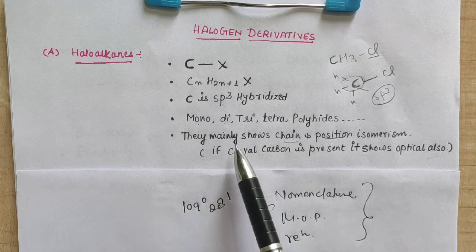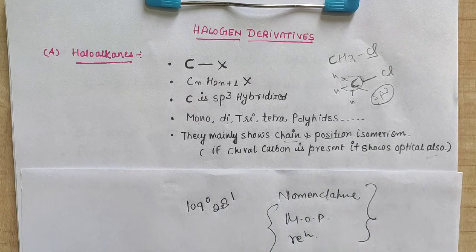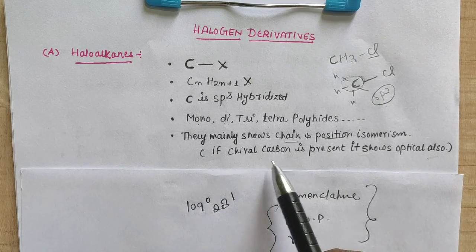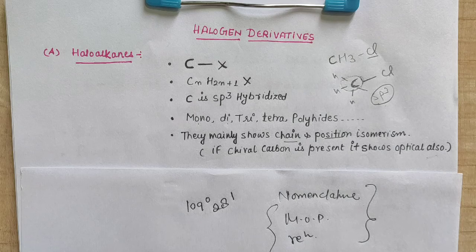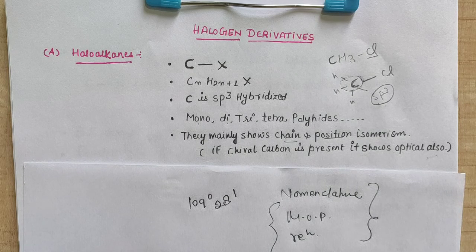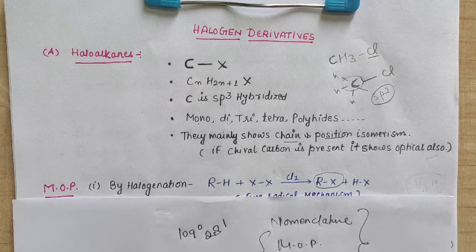Similarly, they mainly show two types of isomerism: chain and position isomerism. But one more thing, if a chiral carbon is present, they might show optical isomerism also. Later on we will study what optical isomerism, chirality and chiral center are. Chirality is the main criterion for a molecule to be optically active or not, and we will discuss it, because chirality is the main point of this unit on the basis of stereo 3D. But today is a beginning, we will understand the basic things.